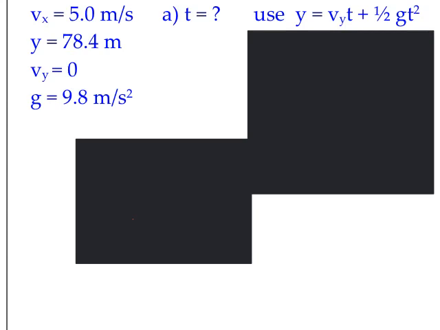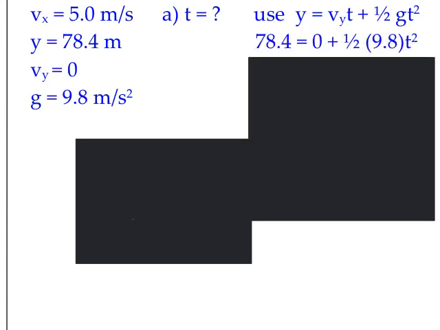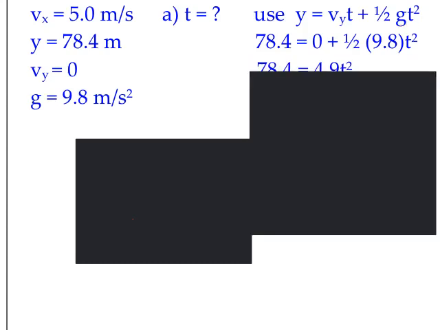So if we don't know x or time, we cannot use the x equation. We're forced to use the y equation. So what I'm going to do is go ahead and plug the numbers in for you. So we've got 78.4. Remember our Vy was 0, so even though it's multiplied by a t here, that whole term goes away, and we're left with half of gt squared on the other side of the equal sign.